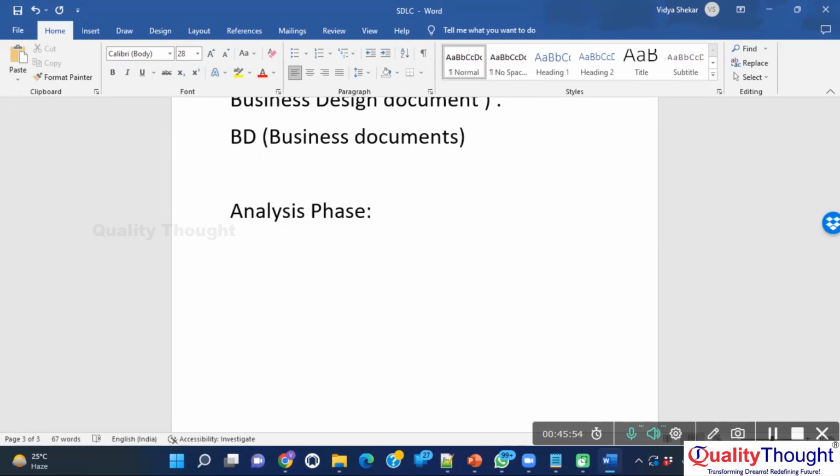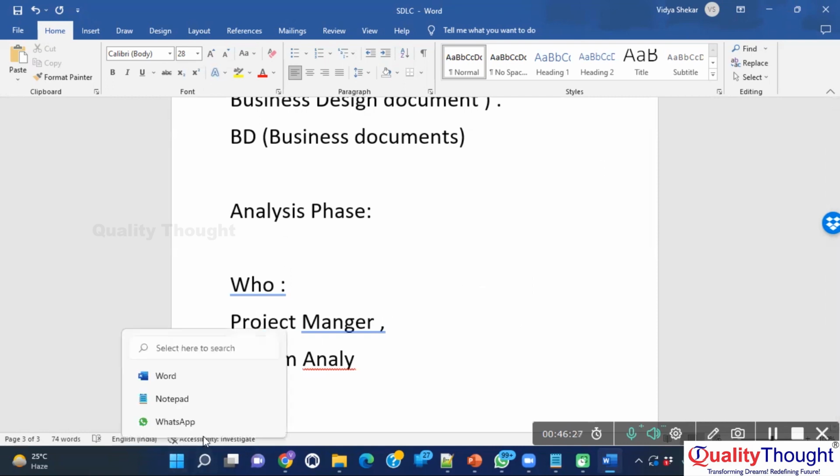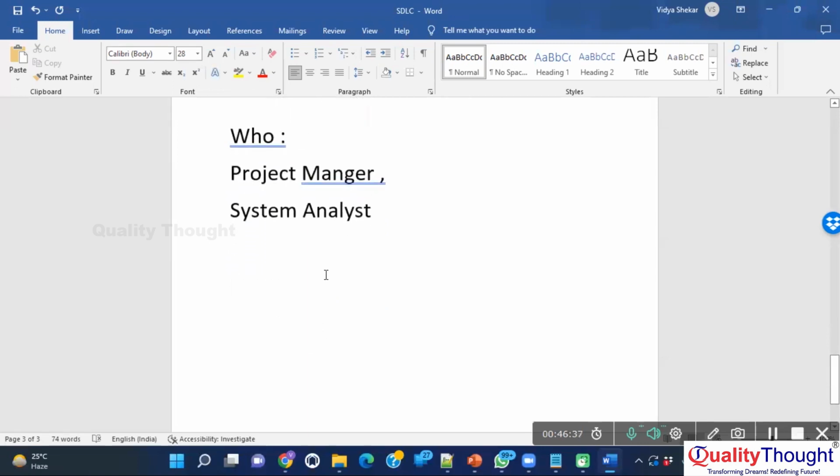Generally, who is involved in the analysis phase? Project manager, or system analyst also is involved. Who is involved is the project manager and system analyst. You see these jobs in the market, right? We are looking for a project manager. Yes or no? Yes. The main role of a project manager is to analyze the business requirements and develop the system requirements document.